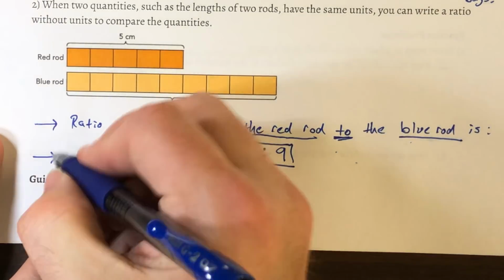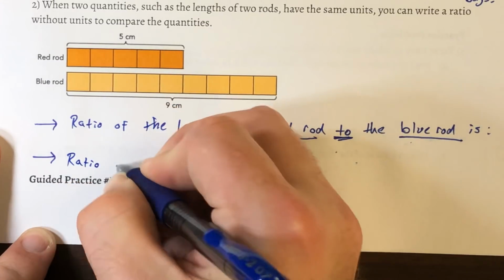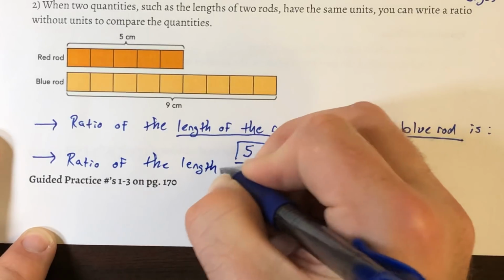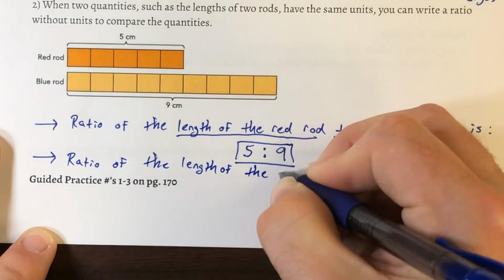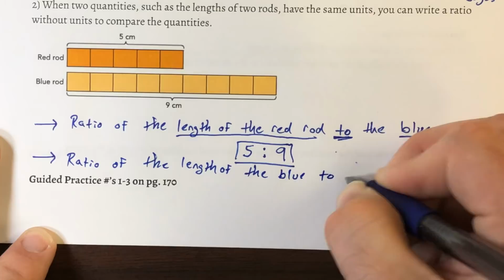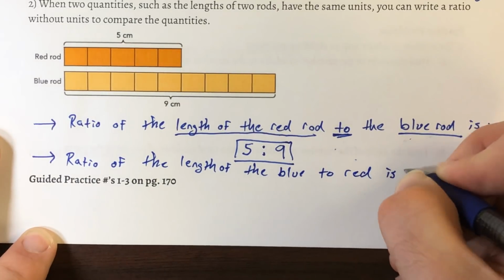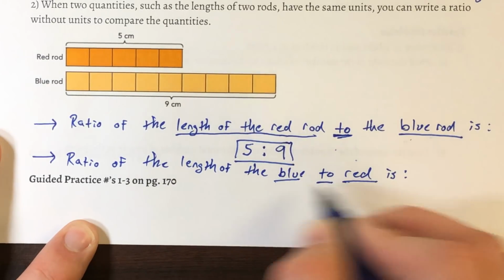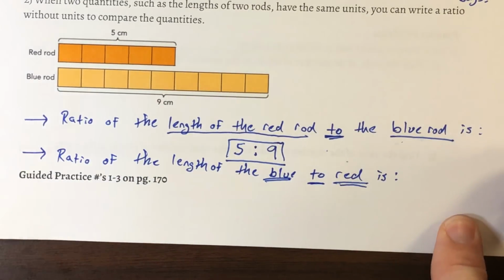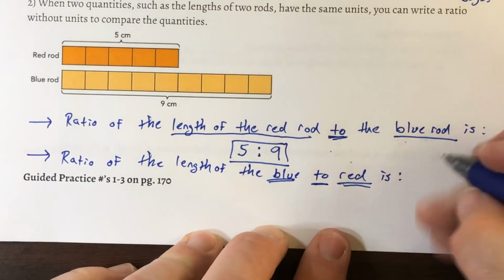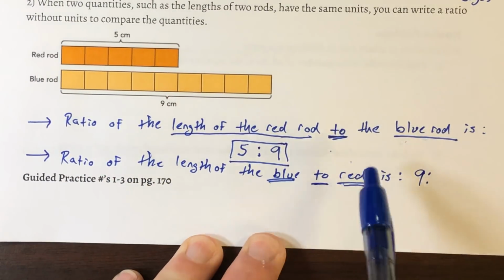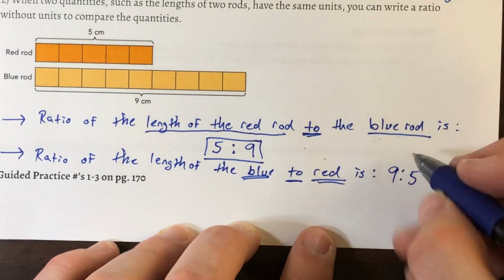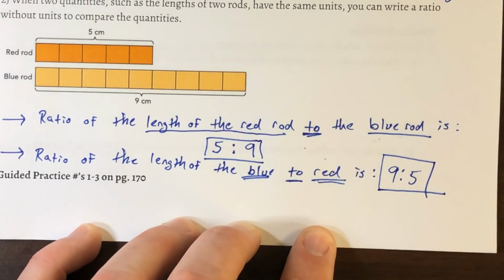All right, let's do one more. Let's do the ratio of, let's mix it up, the length of the blue to red. I know, I really mixed it up, right? So the length of blue to red, in that order. So blue, 9. Red, 5. So our ratio on this one, our answer is 9 to 5.